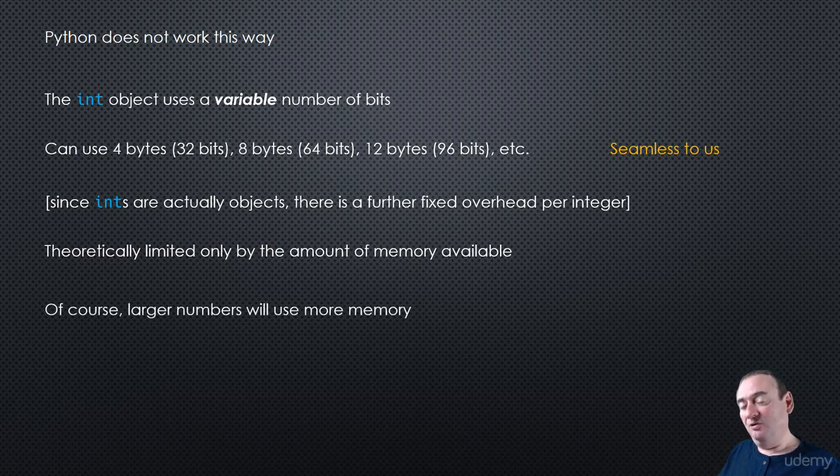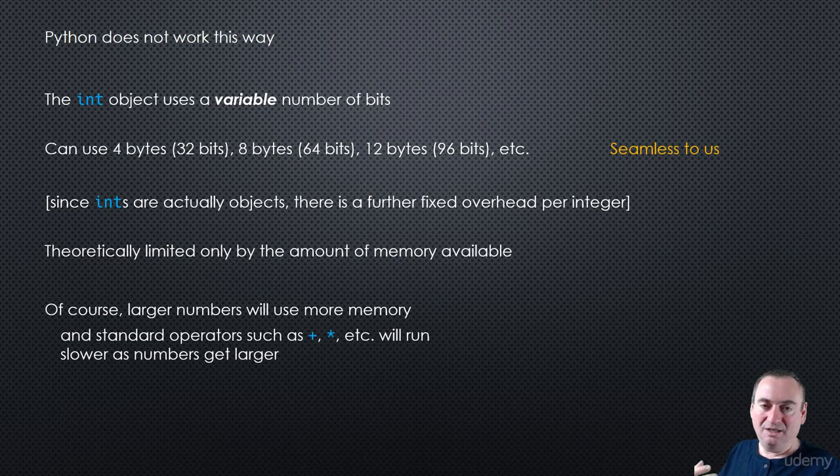Now, one thing to watch out for, of course, larger numbers will use more memory, right? If you've got a huge integer number, it may require 128 bits or maybe 256 bits of memory to store that number. But that's not the only thing that happens. As you get larger and larger numbers, especially once you get past the 32-bit if you're working in a 32-bit OS, or 64-bit if you're working in a 64-bit architecture, as you get beyond that point, the standard arithmetic operations like addition, subtraction, multiplication, and so on, will get slower and slower.